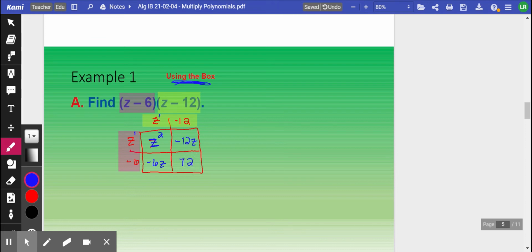Okay, now from here, we're going to look at these things inside the box only. I'm going to put them in standard form. So I'm going to have to add up some like terms. So z squareds, that is the only z squared. So I'll write it down. And we can see here we have 2 things with z's. Those are going to get added up. Negative 6z plus negative 12z is negative 18z. And then we still have that 72, so plus 72. And that's it. And that's how we would use the box. And again, that's my preferred method.